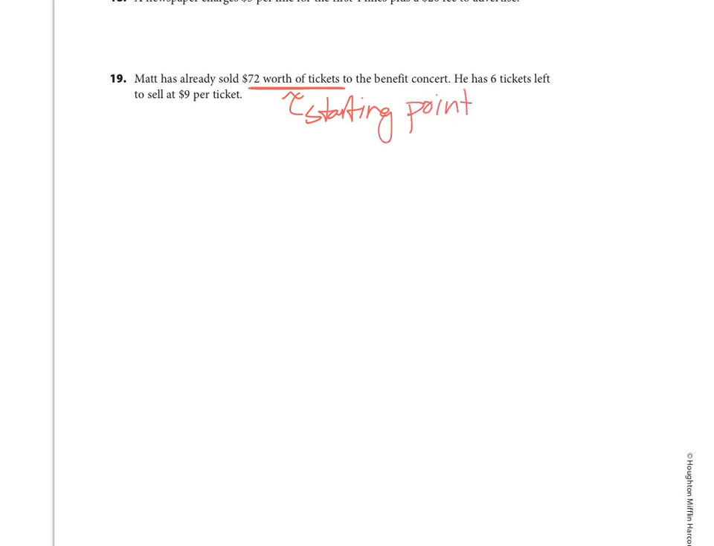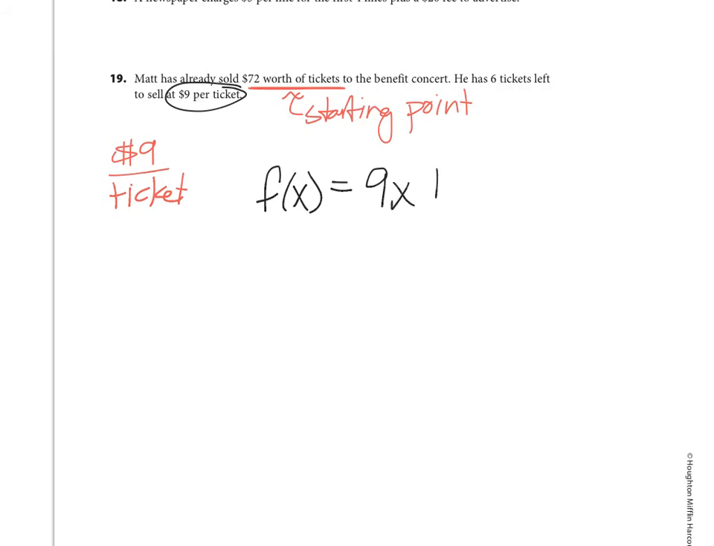He has 6 tickets left to sell at $9 per ticket. So there's our slope again, $9 per ticket. Okay, so our function here would be f of x equals our slope times x plus our starting point, what we already have, which is $72.